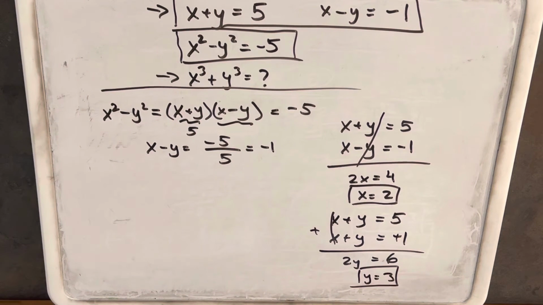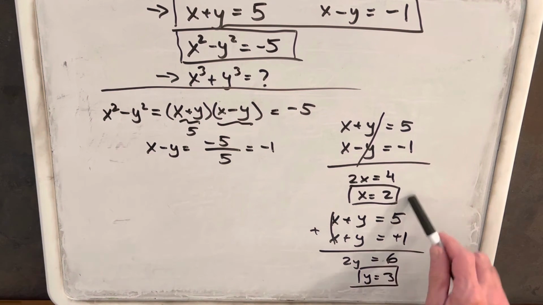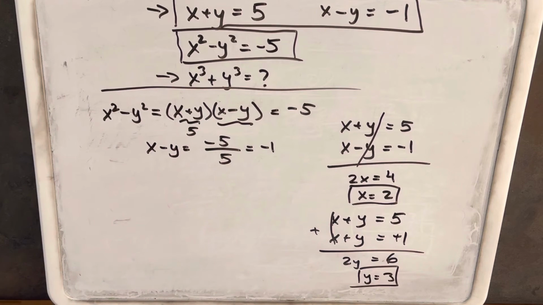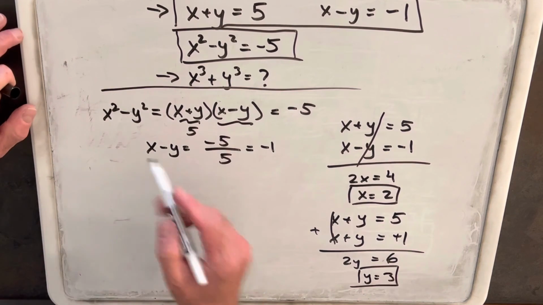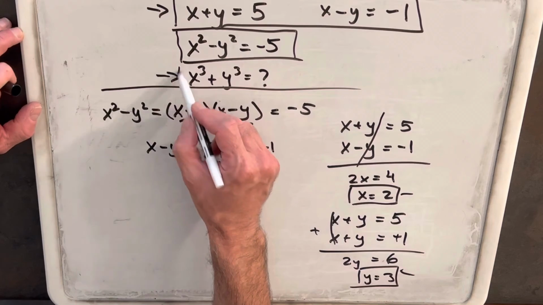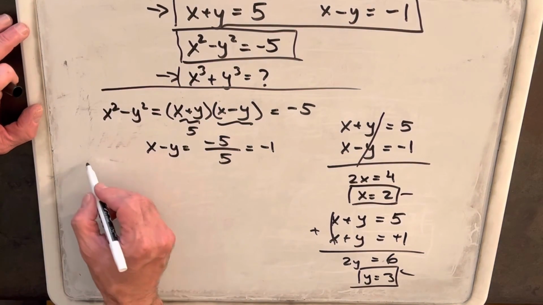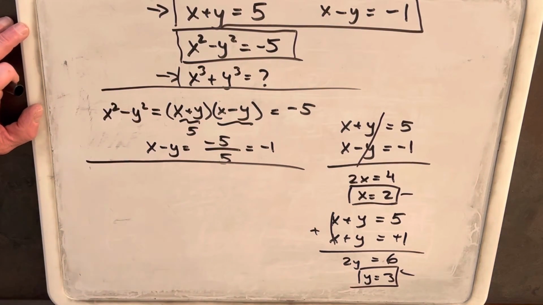Okay, so at the beginning of the problem, I said they're not asking us to solve for x and y, but just by doing this, we kind of stumbled on it, and now we have x and y. So the easiest way is to just take our x and y values and plug them in for this sum of cubes. So we don't even have to mess with the sum of cubes formula. We could, but it's not going to make it any easier.